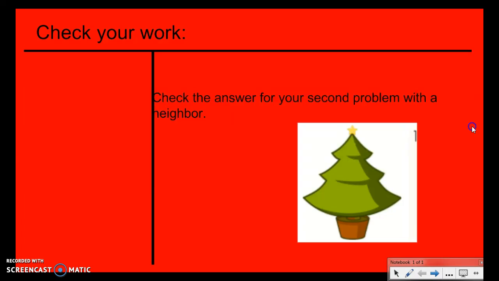So go ahead and write your second problem, and I want you to get one of the teachers to check your answer and see if it is correct.